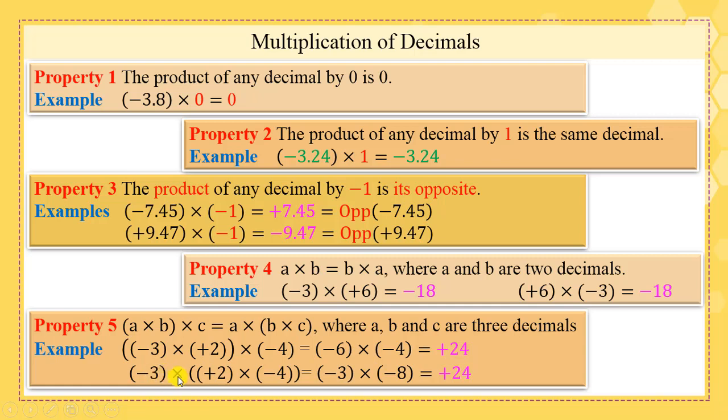Now negative 3 times positive 2 times negative 4. We start first with positive 2 times negative 4. They have opposite signs, the product is negative. 2 times 4 equals 8. Negative 3 times negative 8, they have the same sign, the product is positive. 3 times 8 equals positive 24. We got the same answers, then they are equal.